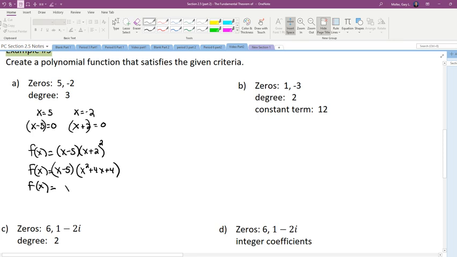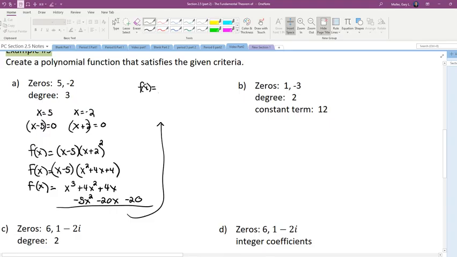I get x cubed plus 4x squared plus 4x minus 5x squared minus 20x minus 20. Add those together, I get f of x equals x cubed minus x squared minus 16x minus 20. And again, I want to stress this is one possible answer.